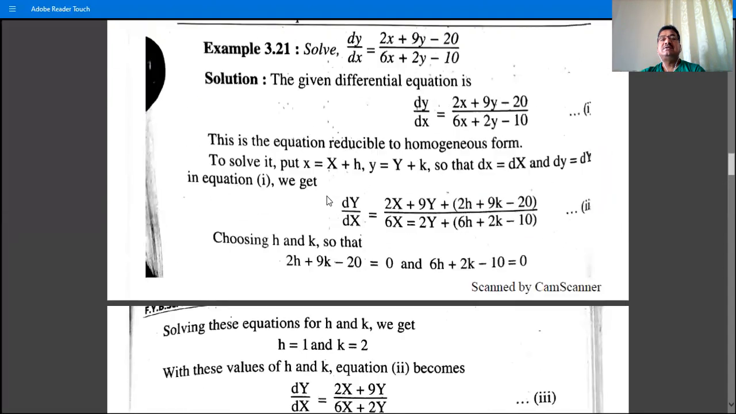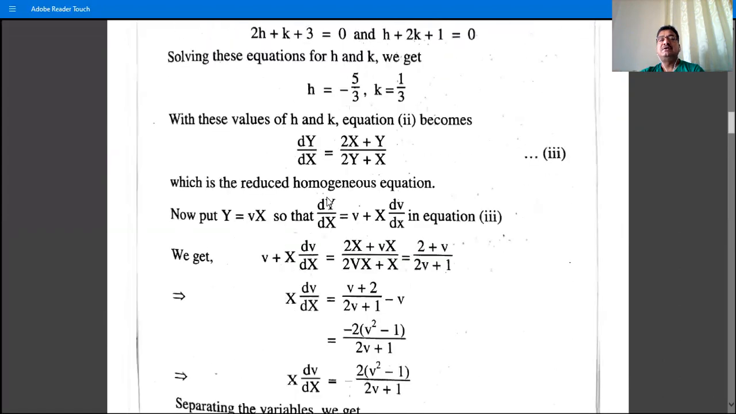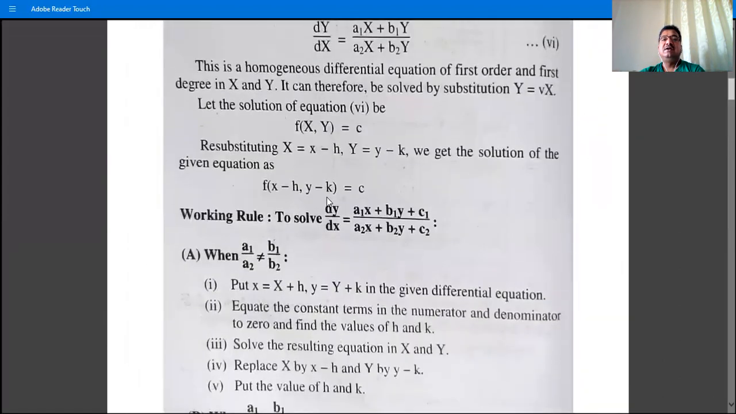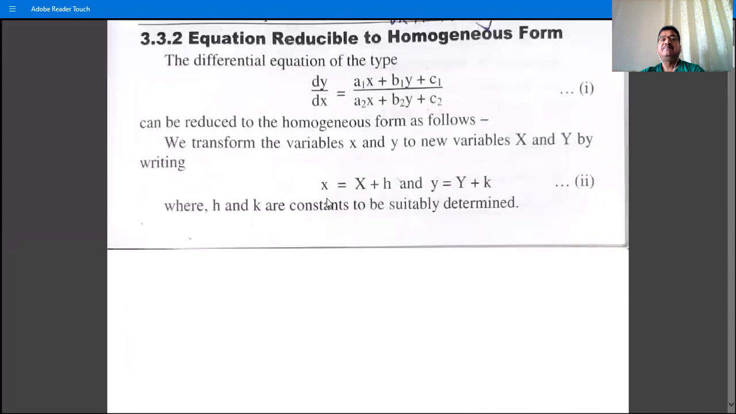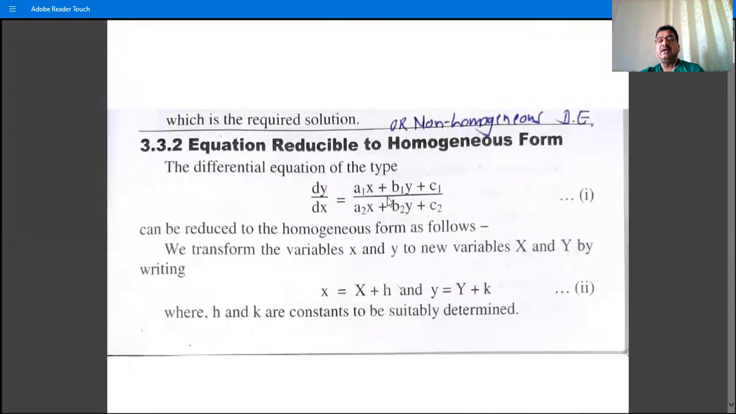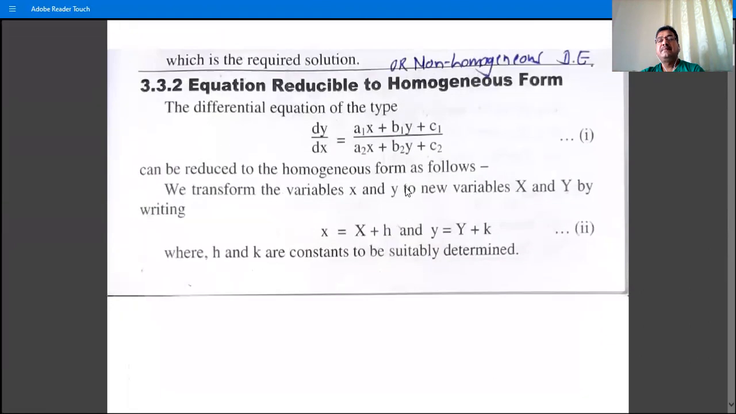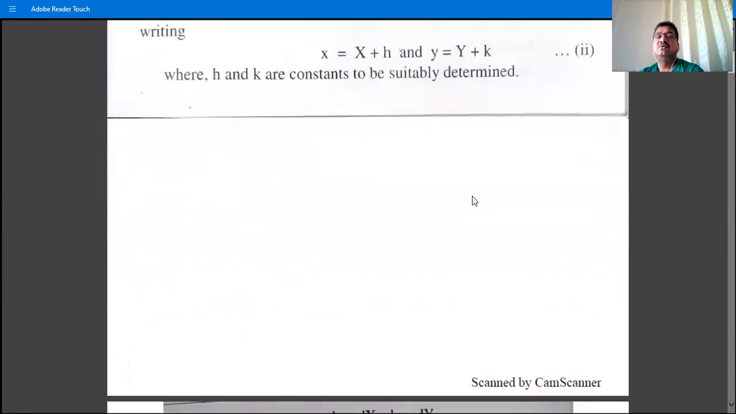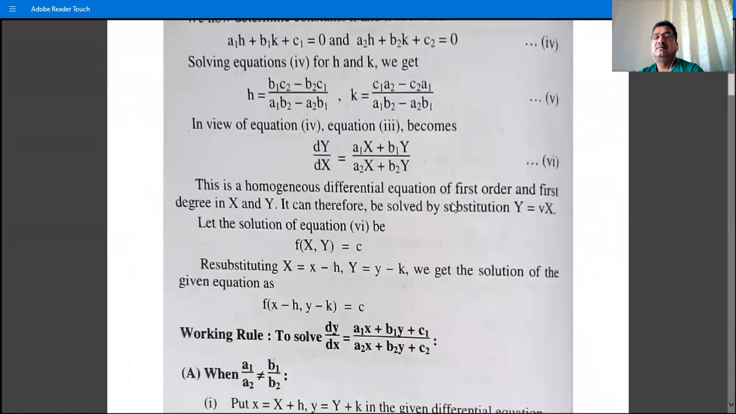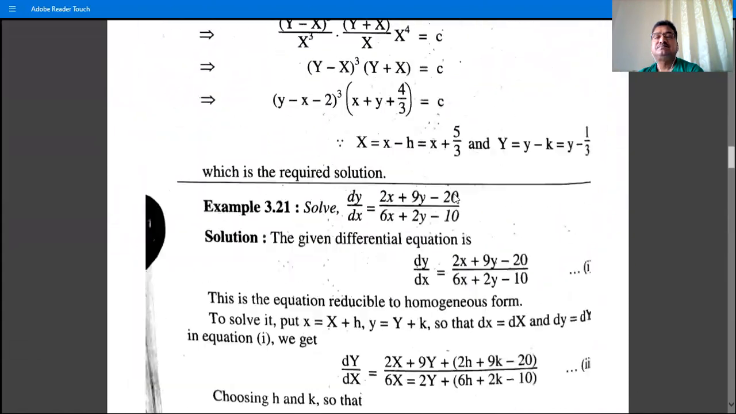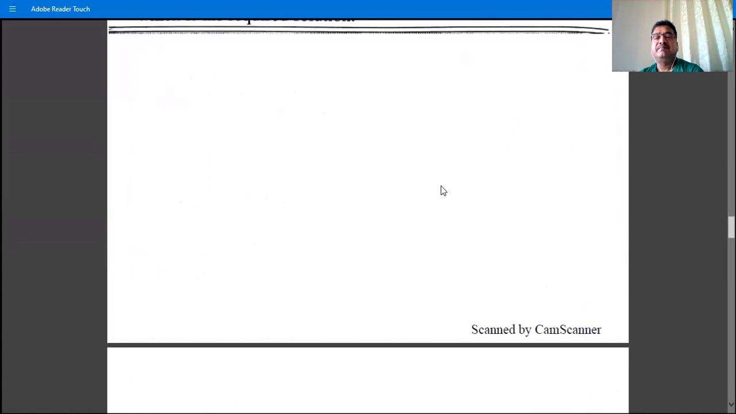So this is about the type non-homogeneous differential equation. That is the differential equation of the type dy by dx is equal to a1x plus b1y plus c1 divided by a2x plus b2y plus c2. So there are two subtypes. This a1 by a2 is equal to b1 by b2, and a1 by a2 is not equal to b1 by b2. So solve the exercise problems, the problems of this type.